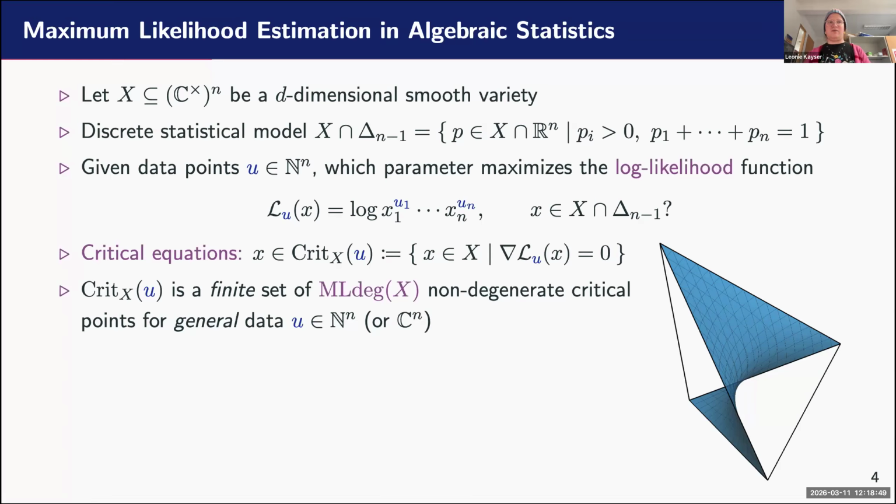Okay, and this maximum likelihood degree, so the number of critical points for complex solutions, turns out to be the Euler characteristic of this variety X.